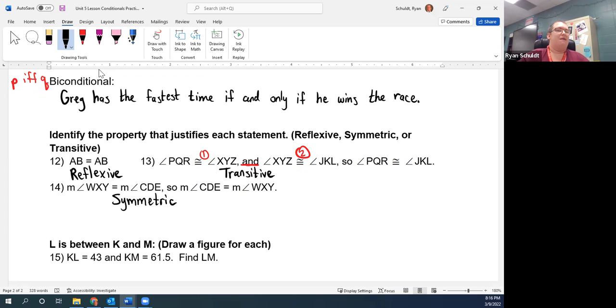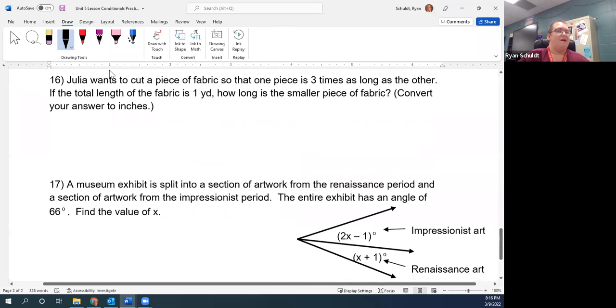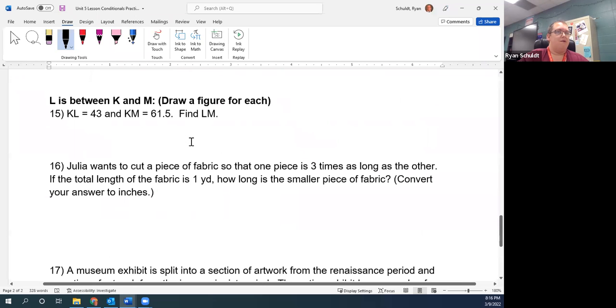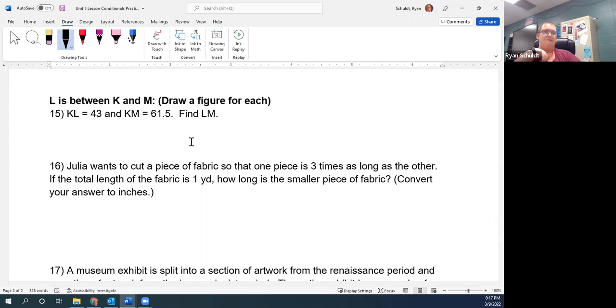Okay. Now these next few are going to be like a review. The next three are going to be almost like a review from unit 1, all the way back to unit 1. That's okay. Review gives us more power.